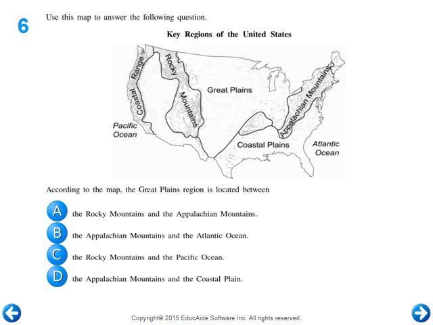All right, number 6. According to the map, the Great Plains region is located between what? The Great Plains is right up there in the middle. It's got the Rocky Mountains on one side. To the south, it kind of has the coastal plains. Then you have the Appalachian Mountains. The Rockies and the Pacific Ocean, no. The Appalachians and the Atlantic Ocean, no. The Appalachian Mountains and the coastal plain, no. It's going to be between the Appalachians and the Rockies. So that's going to be A.